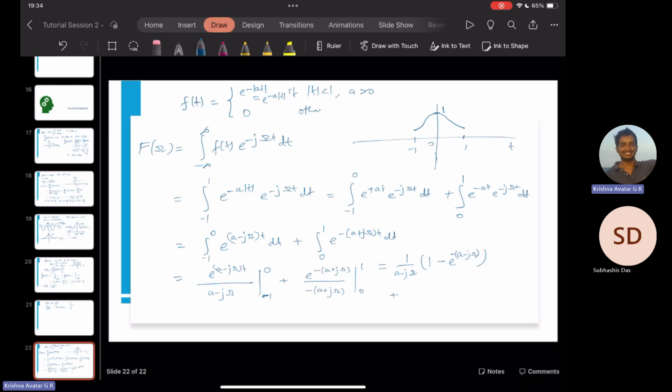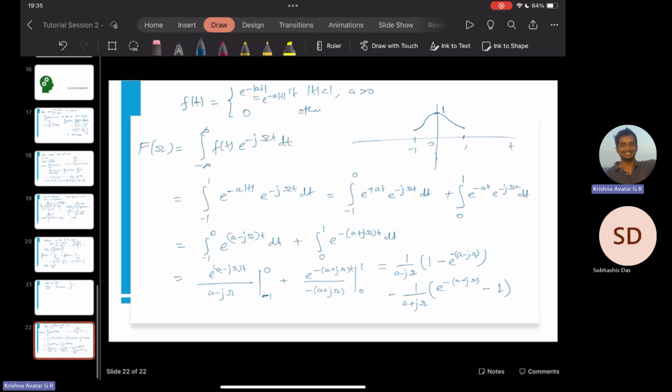Then for the second part, the denominator will be 1 by a plus j omega, and what you have here is e to the power minus a plus j omega t minus 1. So this is what our expression looks like.